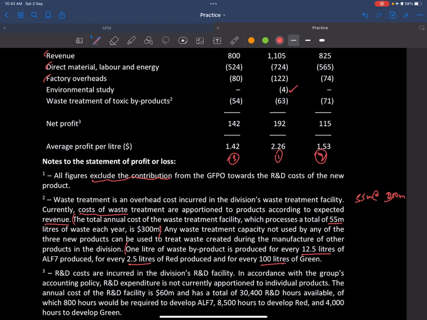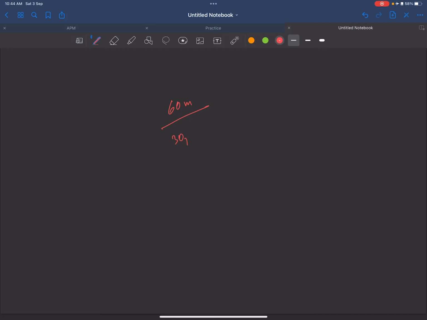So what we could have done was 60 million divided by 30,400, and then it could have been done that way, right? So it could be done like as such. Let me just open an untitled notebook. So 60 million divided by 30,400. It could be done that way, and then based on that, how many dollars per hour, and then based on that we could divide it according to different product.